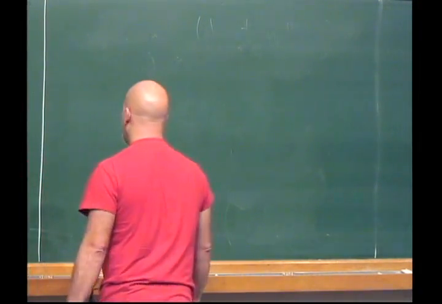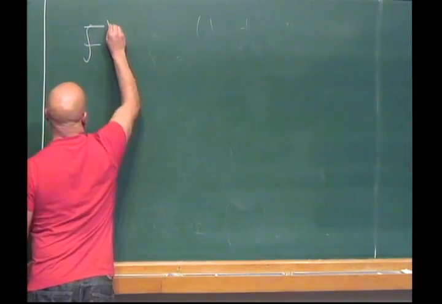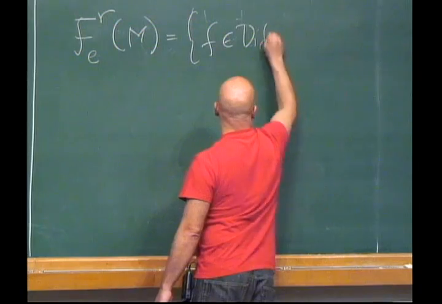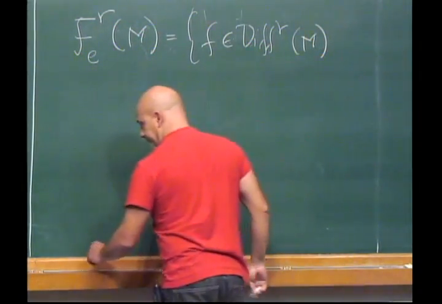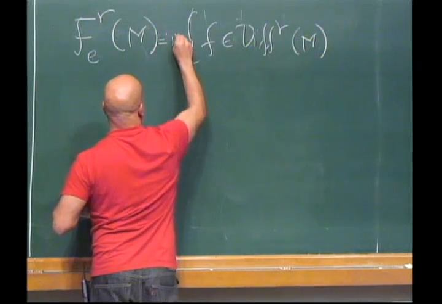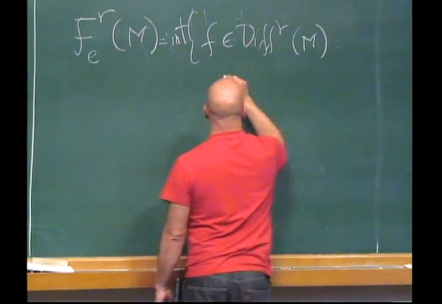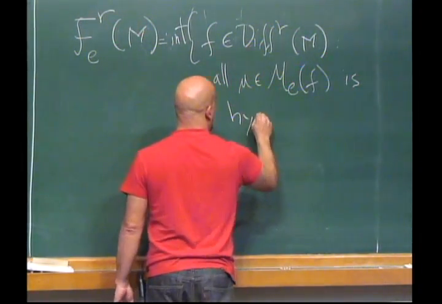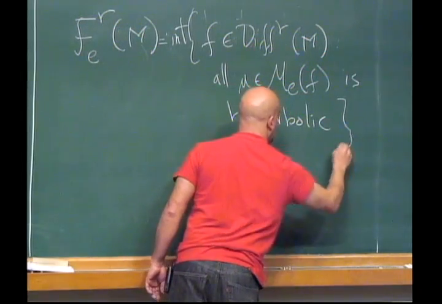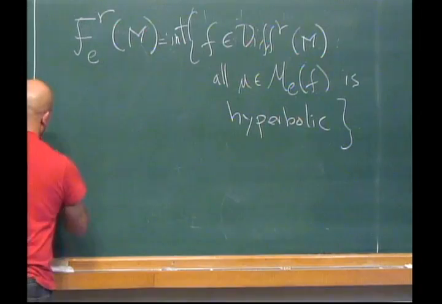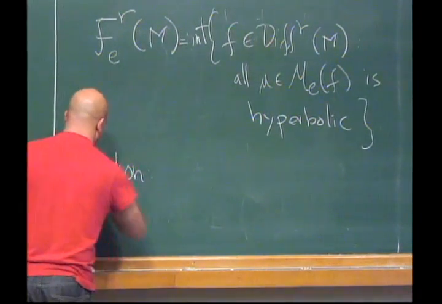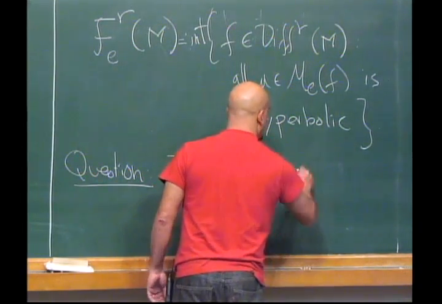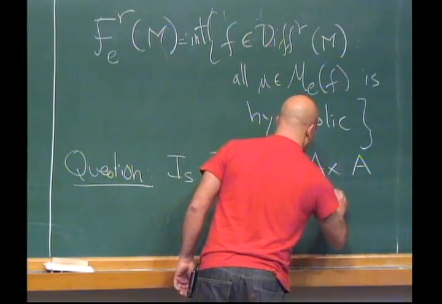So let me also define the following set. E of M to be the interior of the set of diffeomorphisms such that all ergodic measures are hyperbolic. So here is the natural question. Is F^r E of M equal to the set of Axiom A plus no cycles?